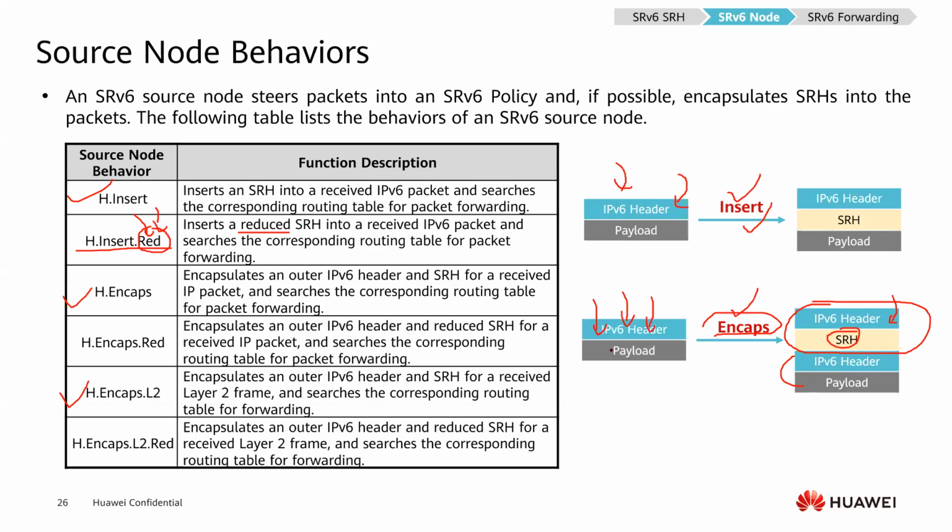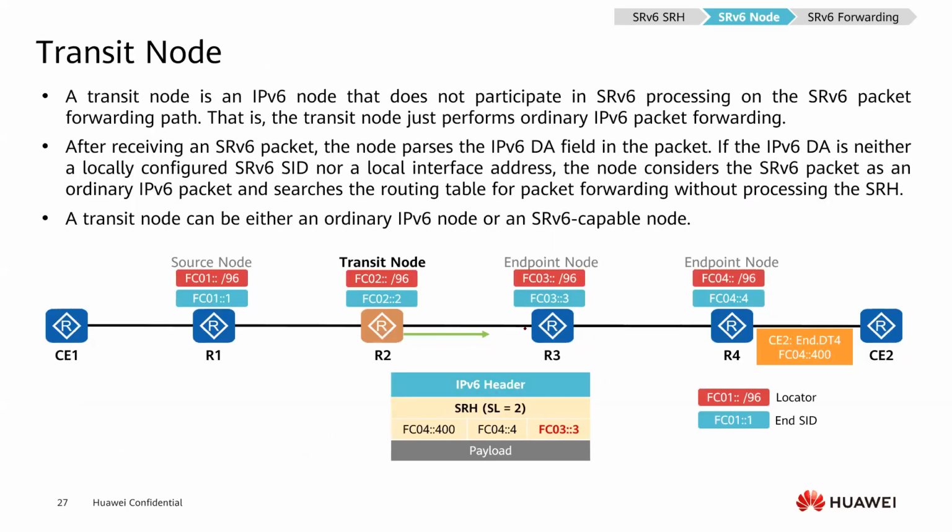So this is the source node behavior. And let's look at the transit node. The transit node, as we said before, does not have the capability to process the SRv6 packet. What this node can do is just help us forward from one node to another endpoint node. So when R1 forwards to R3, R2 only helps us forward and will not change any information inside the SRH.